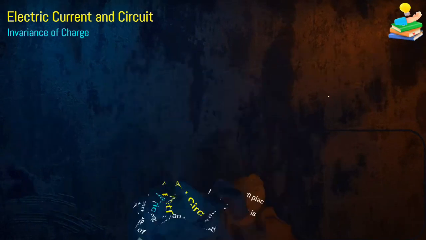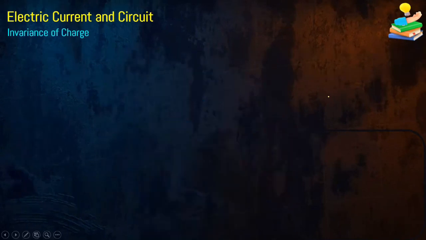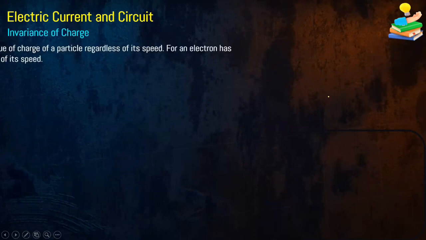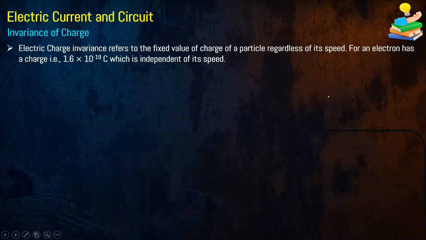See here, invariance of charge. It is one of the properties of electric charge. Invariance of charge is nothing but every proton, electron, neutron, alpha particle is having a fixed value regardless of its speed. What does it mean? When electron is at rest or in motion, the value of charge on the electron can't change. The charge on the electron always has a fixed value even though it is at rest or in motion. That is the invariance of charge.